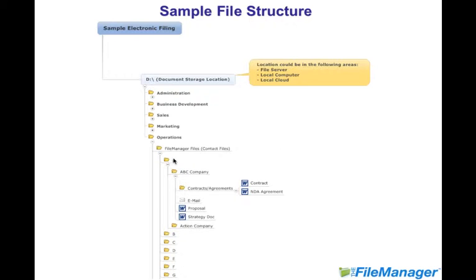You'll notice under A, we have ABC Company. We have some documents and emails that are underneath that folder. We also have a subfolder here with documents there. Let's go back to our FileManager configuration.